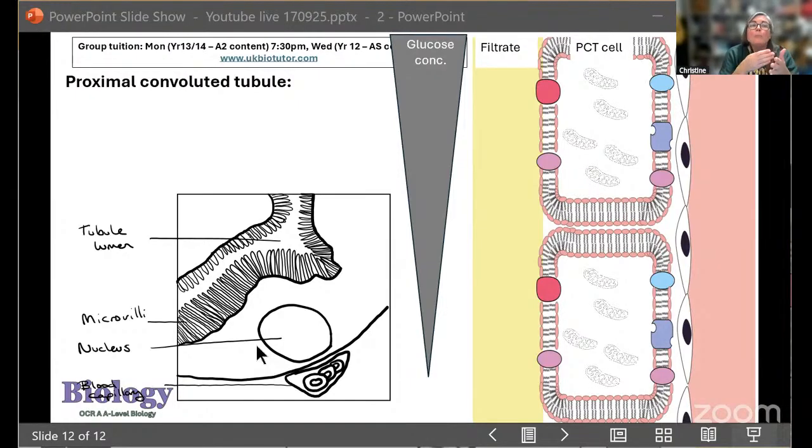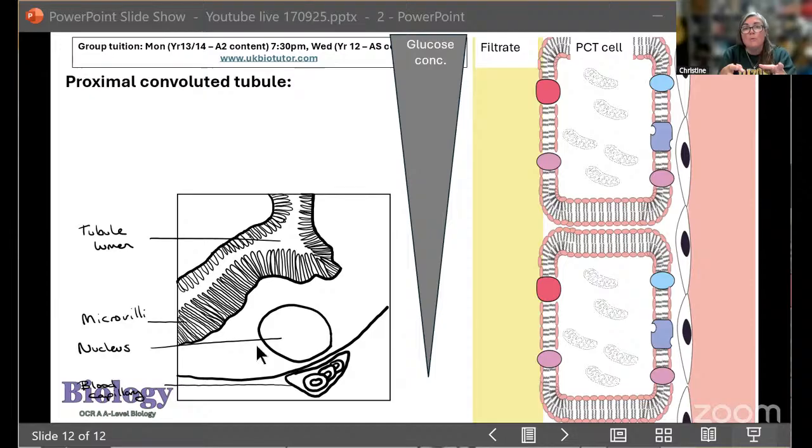So you've got your proximal convoluted tubule. So obviously there are going to be cells there because we're talking about tissues that make up the organ. So the proximal convoluted tubule is made up of proximal convoluted tubule cells. Well, cells we know have a phospholipid bilayer.